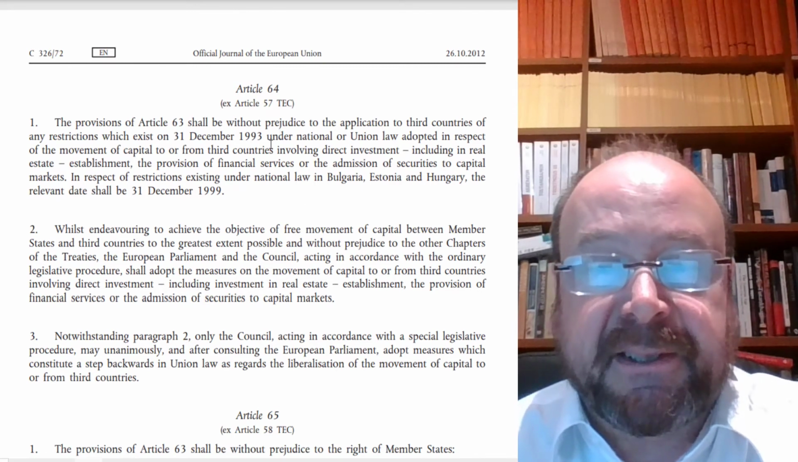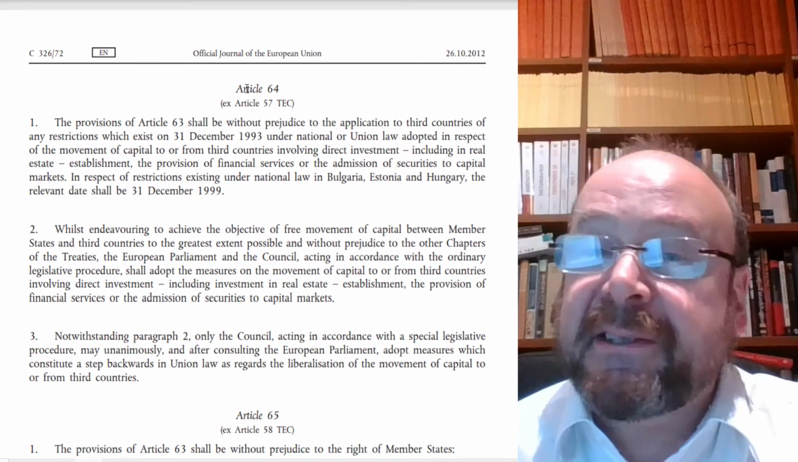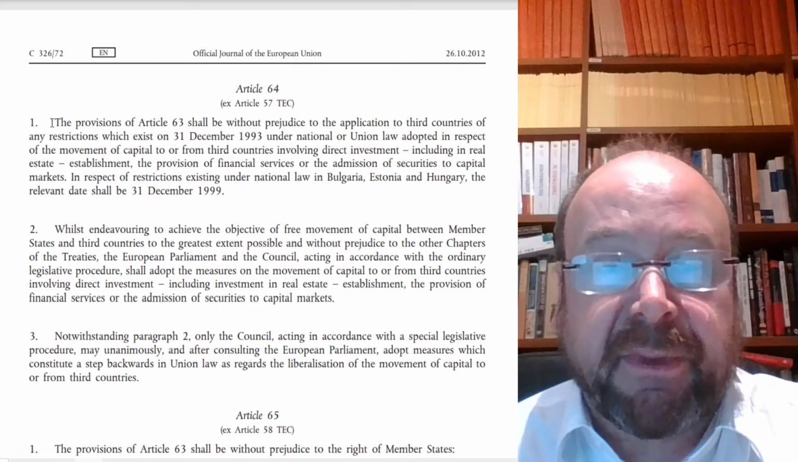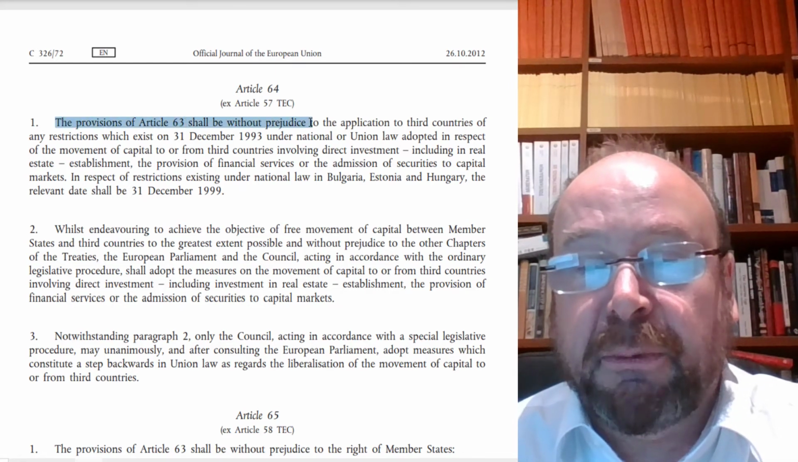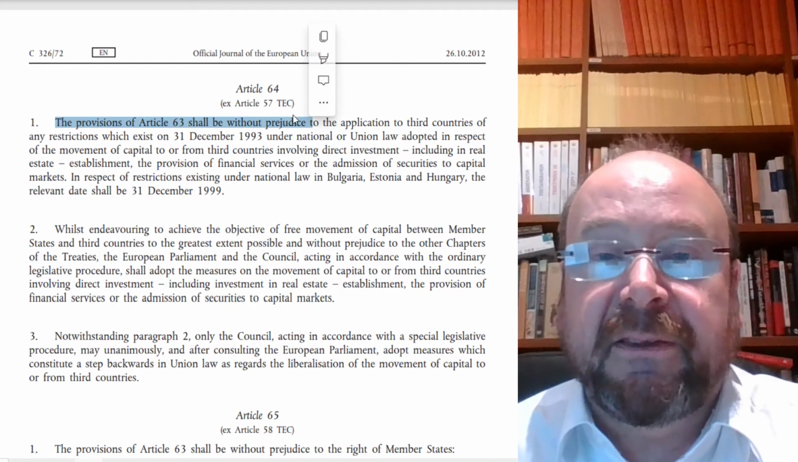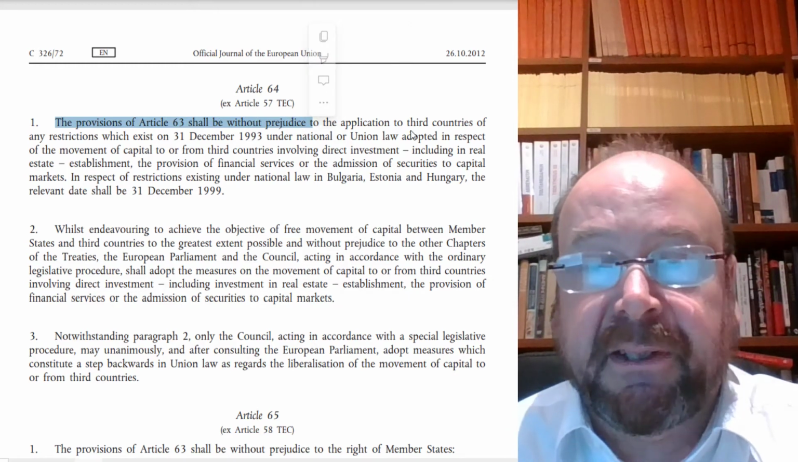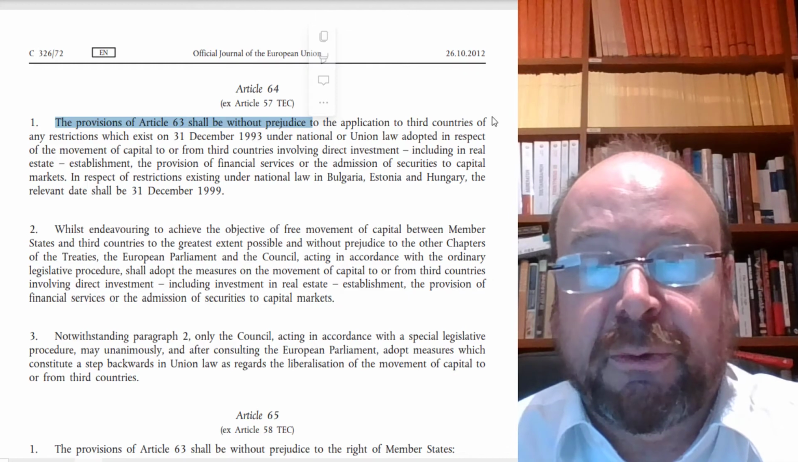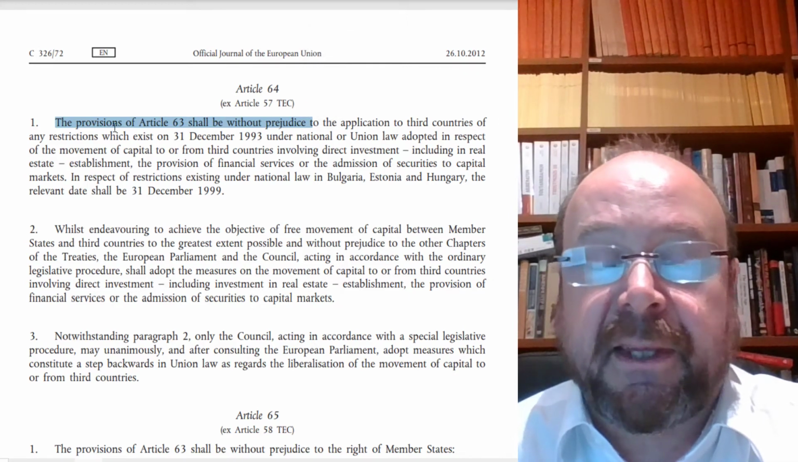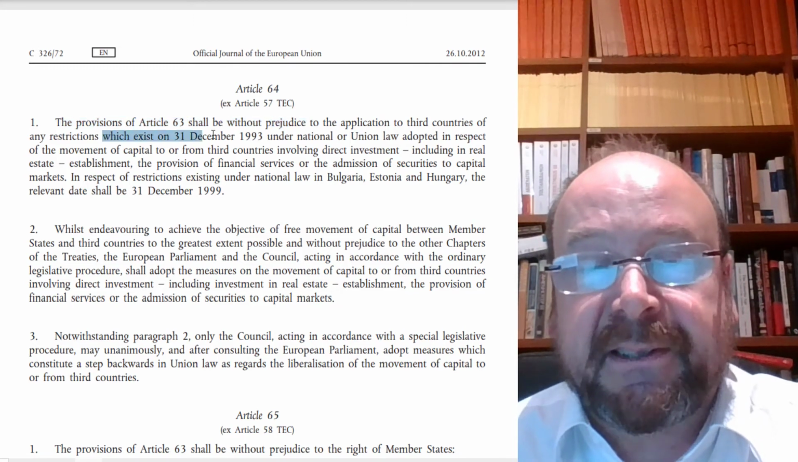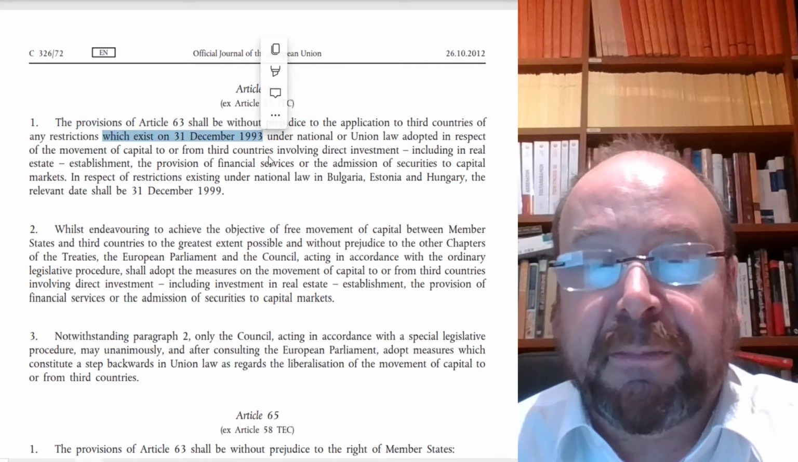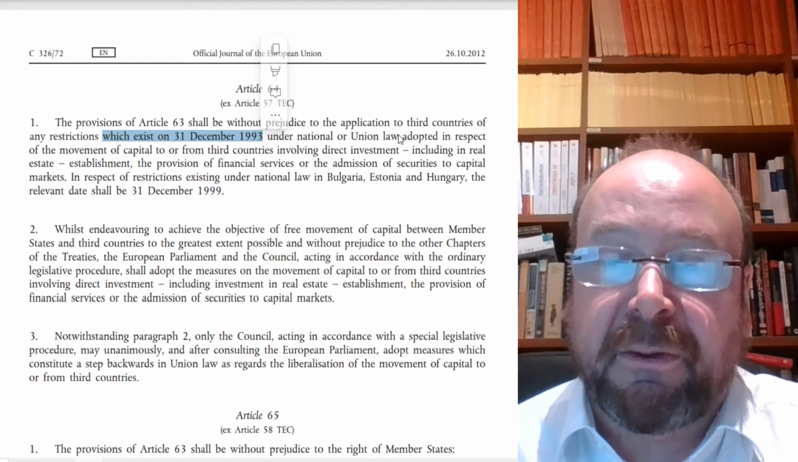Now Article 64, that's the standstill clause, which I mentioned. The provisions of Article 63 shall be without prejudice, so they do not harm the application of rules to third countries of restrictions with regard to third countries, which exist on the 31st of December 1993 under national or union law.